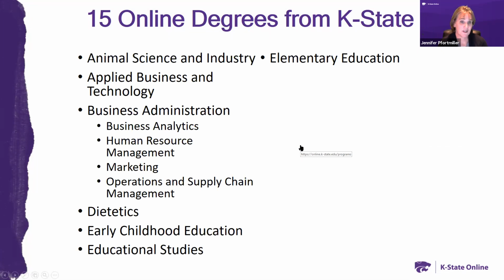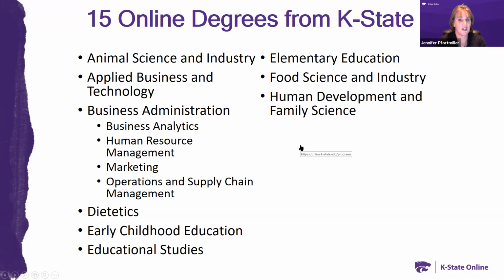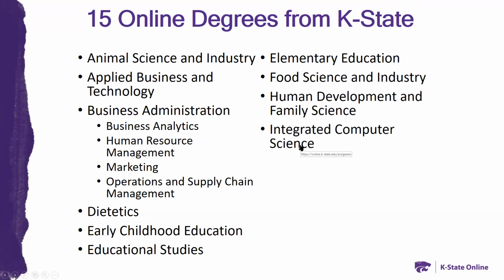We've got a business administration degree that has 4 different options: business analytics, human resource management, marketing, operations and supply chain management. We have dietetics, we have early childhood education, educational studies, we've got elementary education also available. Food science and industry is one of our unique programs as well. Human development and family science. As we come down, we do have a brand new integrated computer science program, which has been a real popular choice and a real exciting field that people can go into.